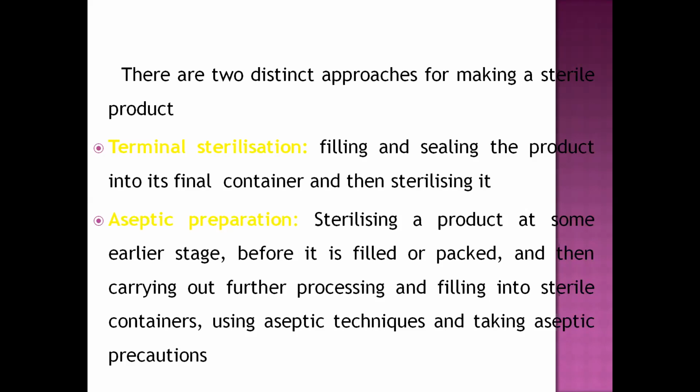Then manufacturing operation: there are two distinct approaches for making a sterile product. Important, two distinct approaches for manufacturing of sterile product. What is that? One is terminal sterilization and another one is aseptic preparation. What is this terminal sterilization? Terminal sterilization is nothing but filling and sealing the product into its final container, and then it should be sterilized.